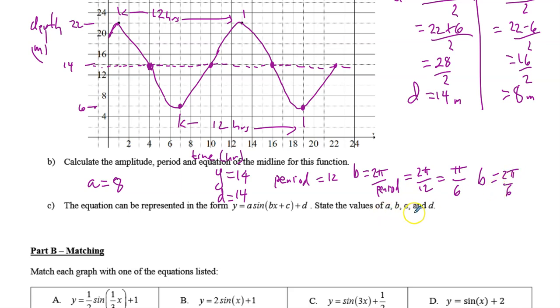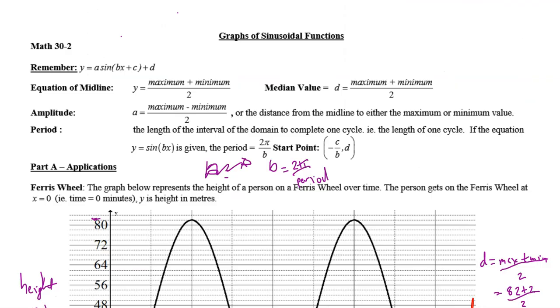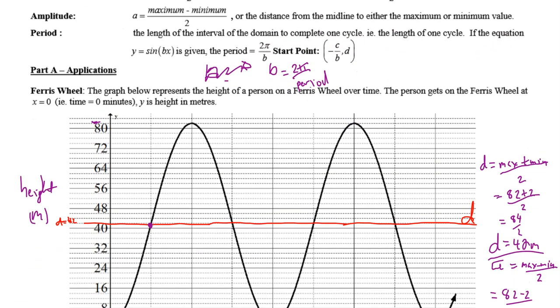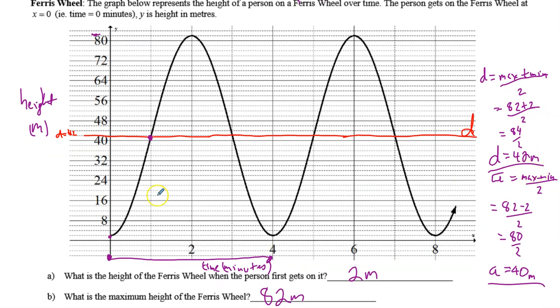And now we're left with C. So that goes back to this start point. So what is the start point? Well, let's take a look at it on the Ferris wheel. The start point is defined as when the curve first meets the midline and the curve is going up. So for the Ferris wheel, this is the start point. So what you do is you go to where the y-axis and the midline intersect, and then you just follow along the midline to the first point on the curve where it's going up. So let's see if we can find that.